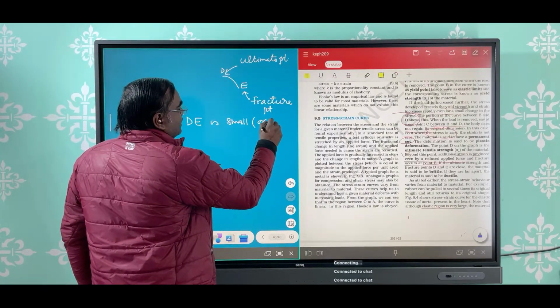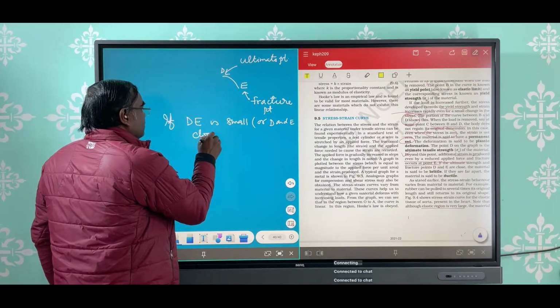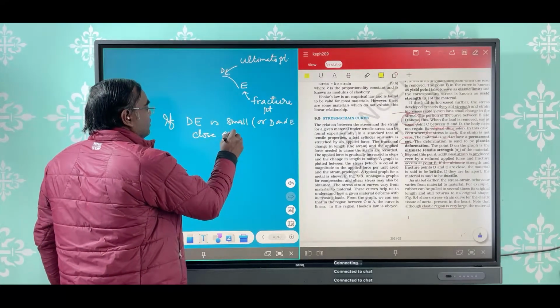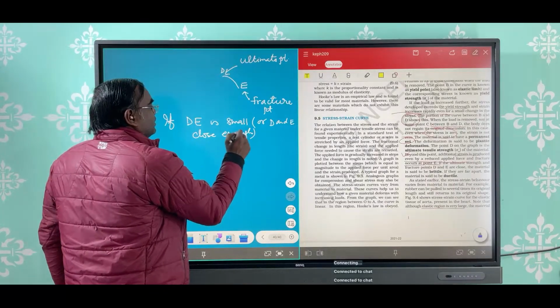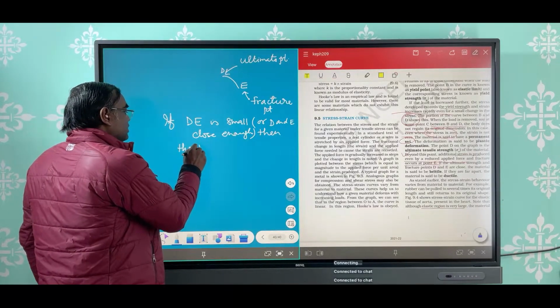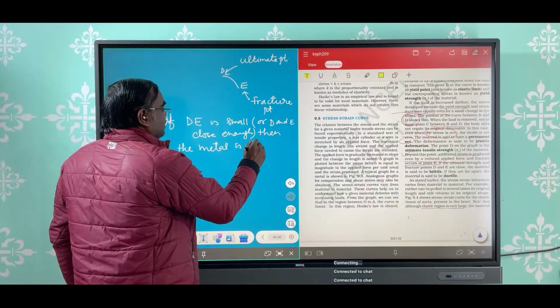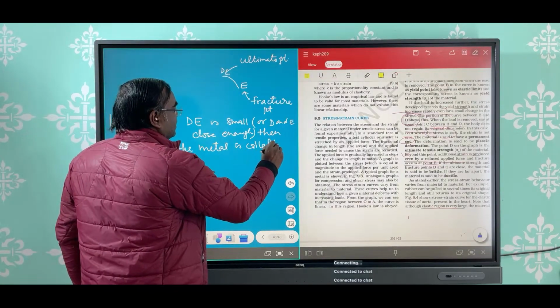or you can say D and E are close enough, then the metal is called brittle.